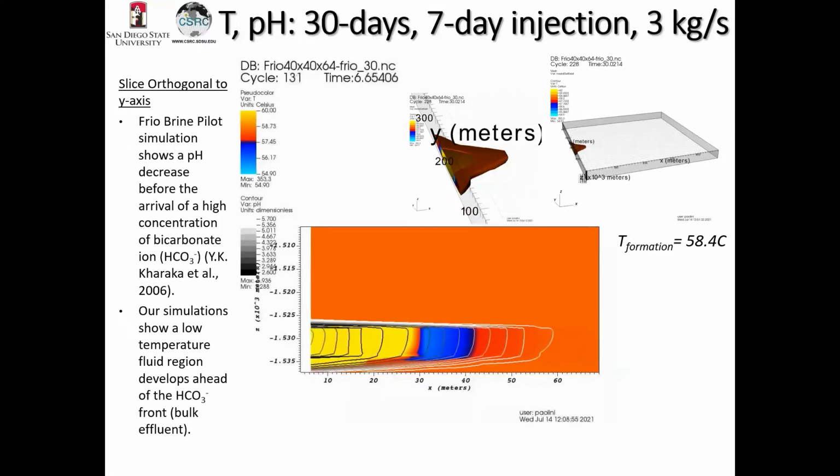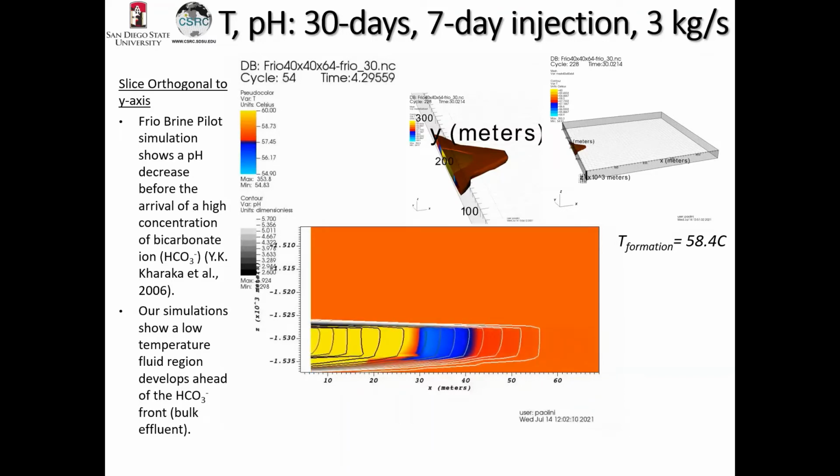Then you can see contours of temperature and pH. What you're seeing, temperature is the color: higher temperature is more yellow, colder temperature is more blue. And this is the background temperature of the reservoir. So you can see from computing temperature, there's a region that's a bit colder developing ahead of this region, which is the bulk, the effluent.